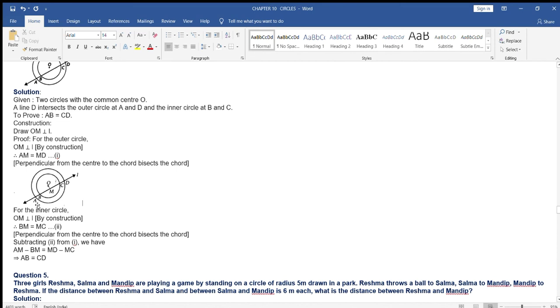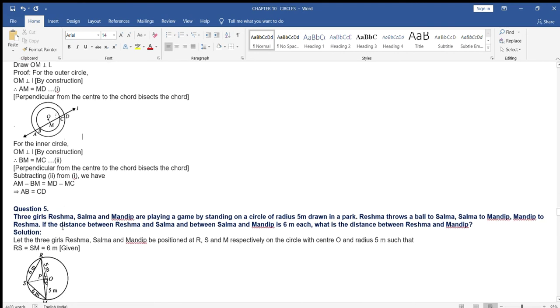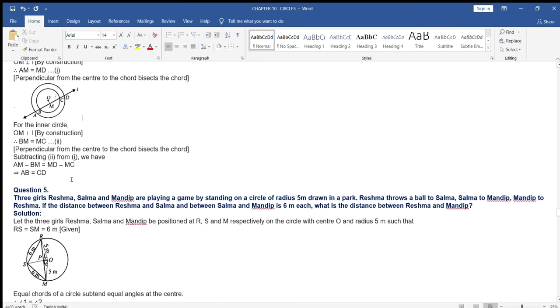So if we subtract BM from AM, we get AB. If we subtract CM from DM, we get CD. That is the reason AB is equal to CD. So we have proved what we needed.